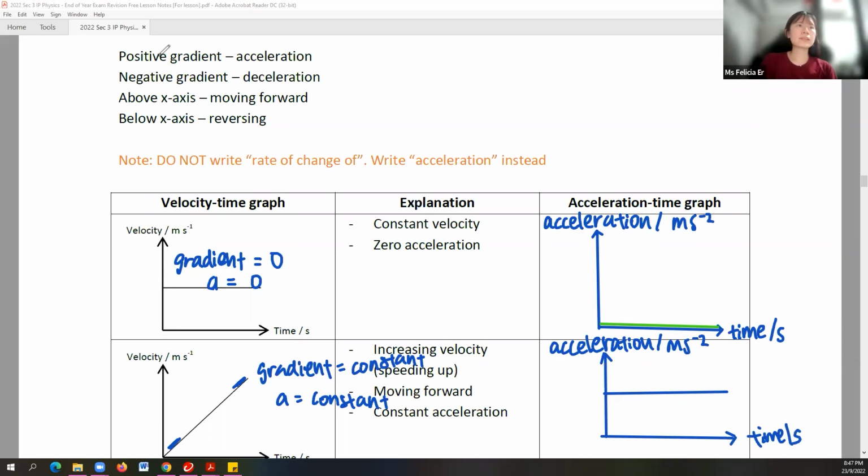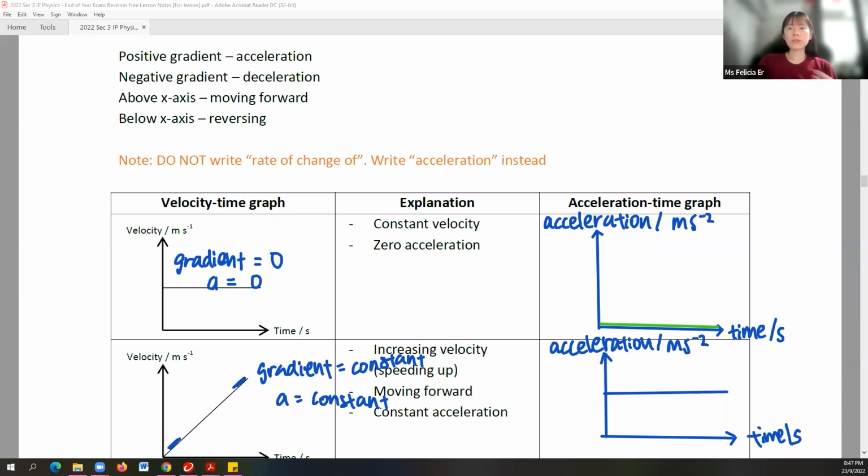In this case, since it's a positive gradient, that's why it's accelerating, right? You see from speed 0, it became very fast. So it's accelerating, that's why it's positive acceleration. And this graph is above the x-axis. Above the x-axis means it is moving forward, as indicated here.